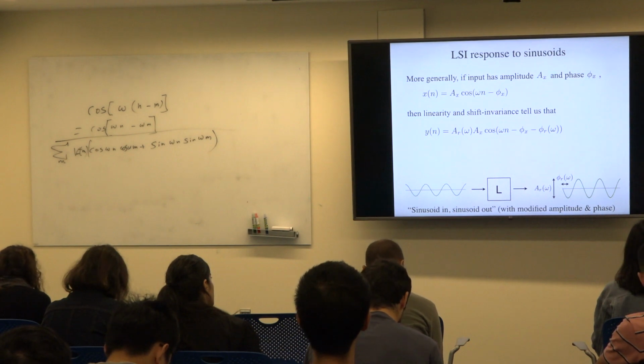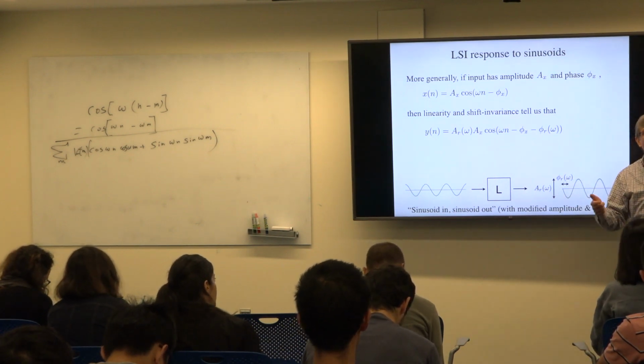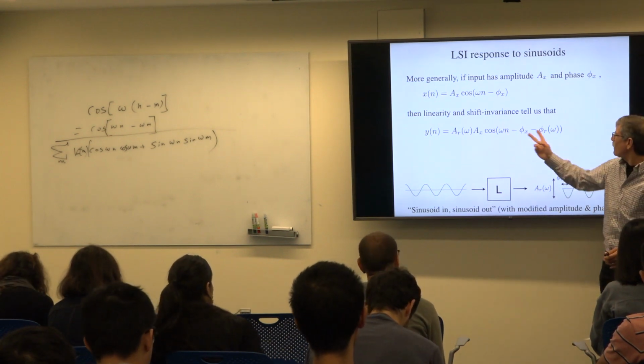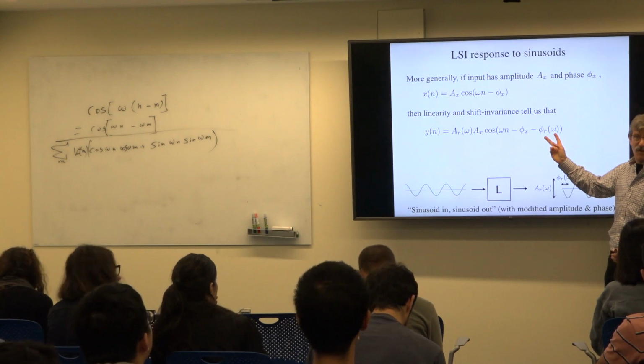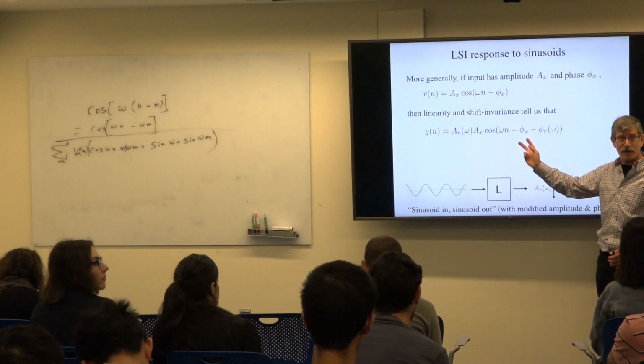I also delayed the input by phi x, which means I'll get the output I would have gotten delayed by phi x. The output would have been omega n minus phi r. That's what I did in the previous slide. And so now all I'm doing is delaying it by the amount I delayed the input.